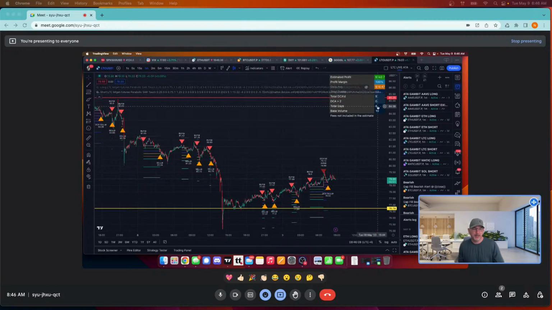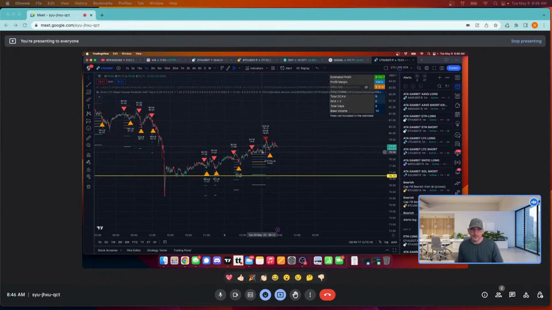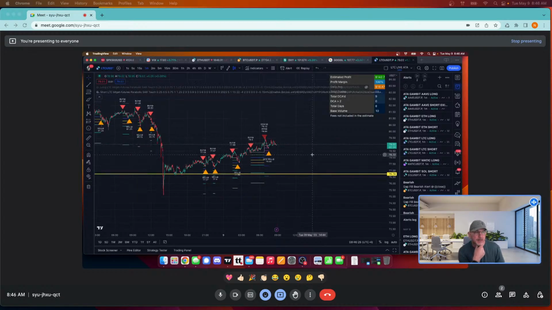Short's been killing it. 8 days, $142. It missed the big drop here, but it still took a lot of really good shorts. So we're actually not in a short right now. So when you're not in a short, guys, all you have to do is literally come over, and I'm gonna stop my LTC short, and I'm just gonna let that long run.